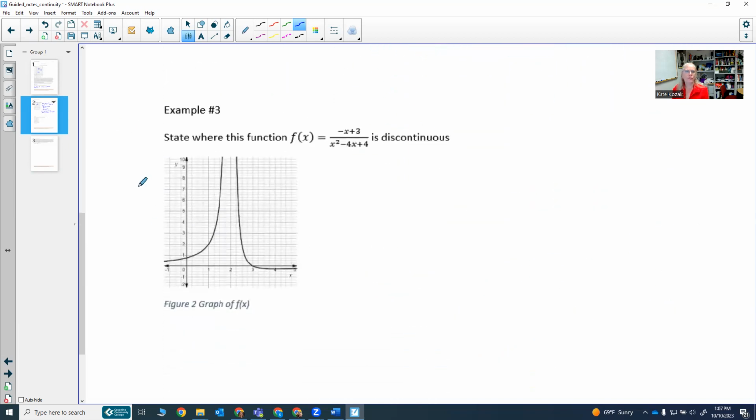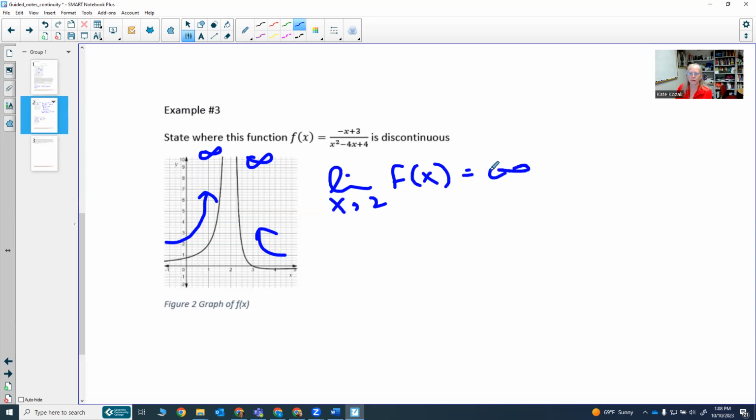Example 3, we want to state where this function f of x equals minus x plus 3 all over x squared minus 4x plus 4 is discontinuous. So the solution of this is, as one travels along towards x equals 2 from the left, the function is heading towards positive infinity. As one travels towards x equals 2 from the right, the function is also going to positive infinity. However, if a limit is positive infinity, then it doesn't actually exist. So the limit as x goes to 2 of this function is positive infinity, but that doesn't really exist. So this function is discontinuous at x equals 2. This function is called an infinite discontinuity.